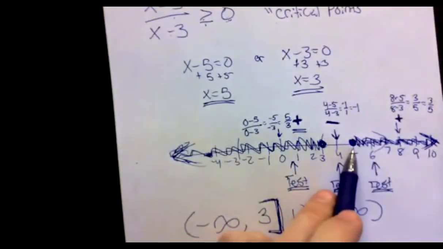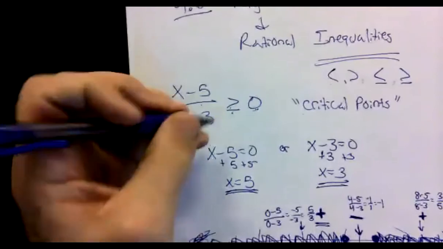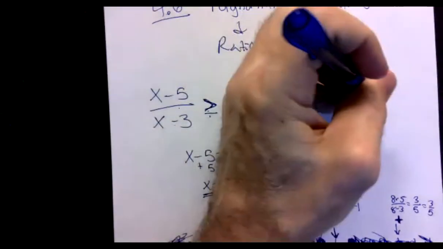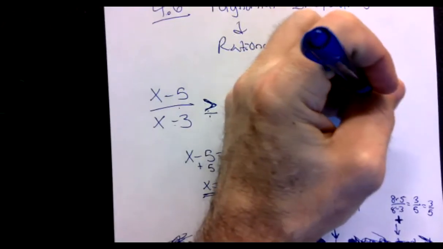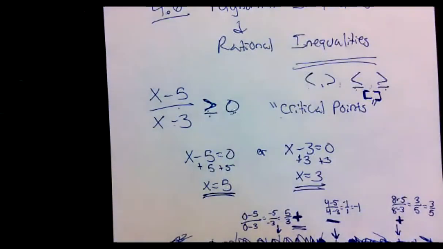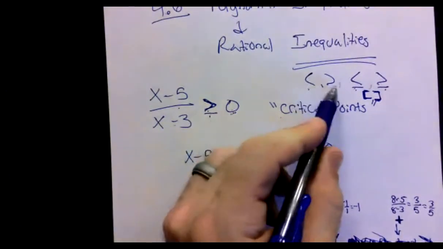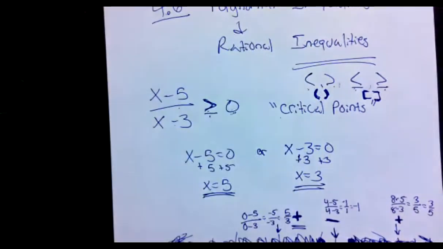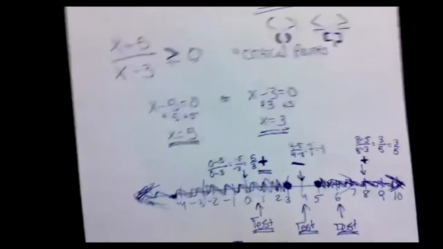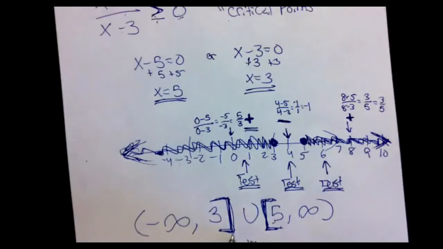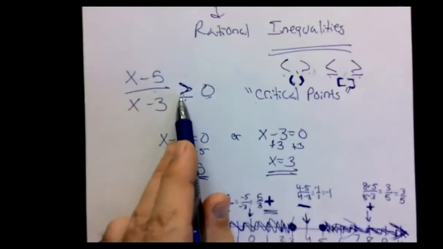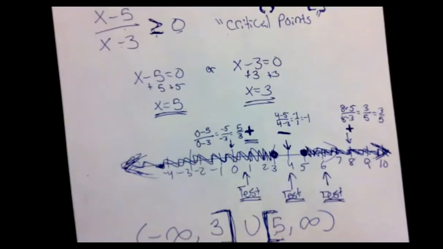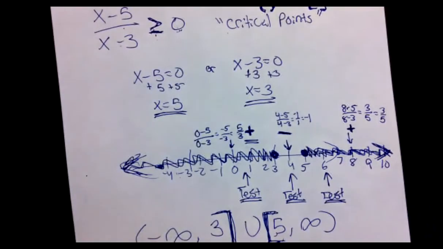Now, also remember the brackets here came from the fact that we used closed dots, which came from the fact that this was a greater than or equal to. Remember, greater than or equal to, less than or equal to is where we're going to use our brackets. Just regular less than or greater than is where we would use parentheses. So we use brackets because this was a greater than or equal to. Okay, we'll do a couple more examples.